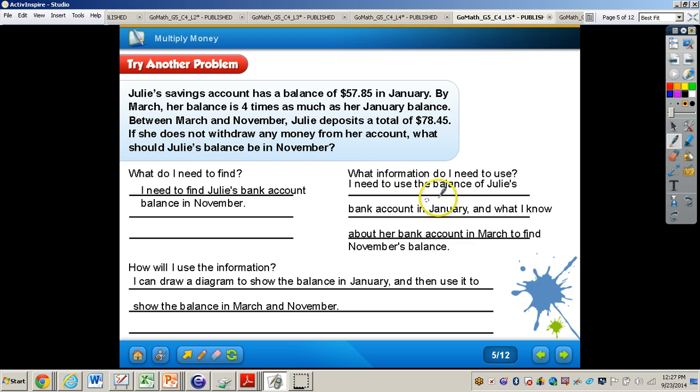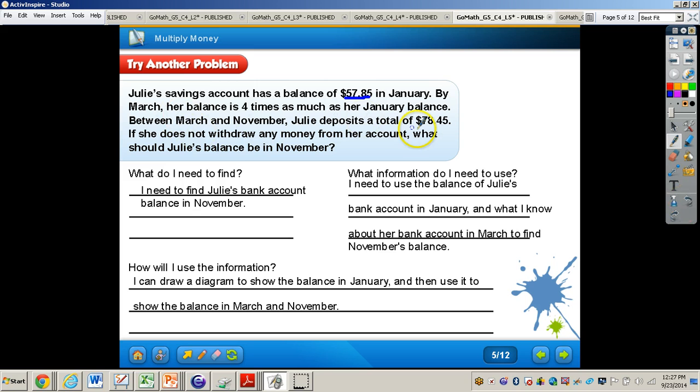We need to use the balance of Julie's bank account in January. Okay, so we know that it's $57.85. And what I know about her bank account in March to find November's balance. In March we know that her balance is 4 times as much as her January balance.